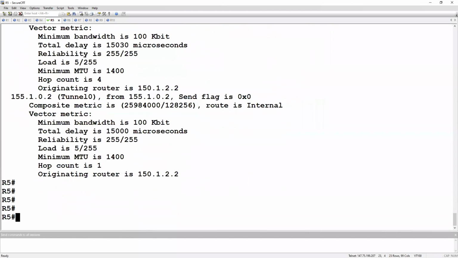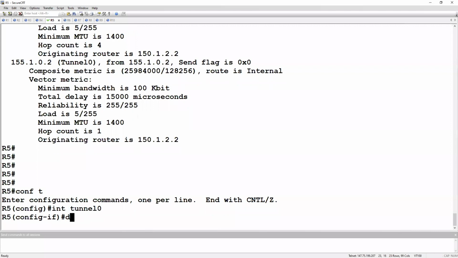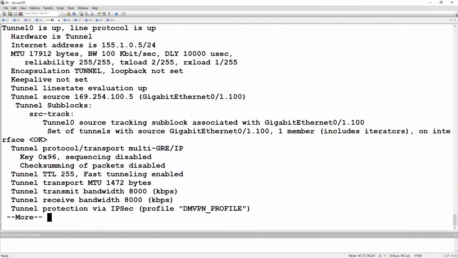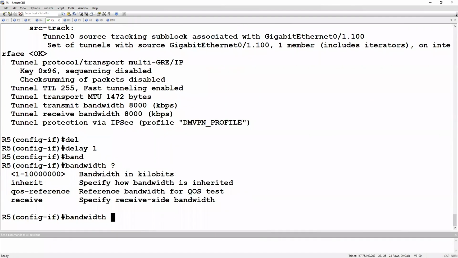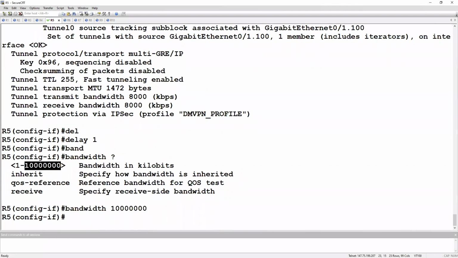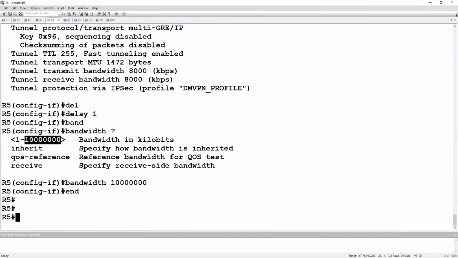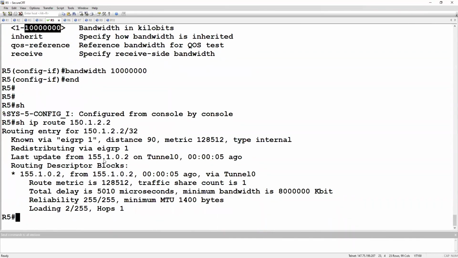Okay, so what I'm going to do here is I'm going to modify the tunnel interface. We do show interface tunnel 0. The problem is the bandwidth is artificially low and the delay is artificially high. So I'm going to say the delay is just 1 and the bandwidth in kilobits is the maximum. So if we show ip route 150.1.2.2, we're now going directly to router 2 out the tunnel interface.